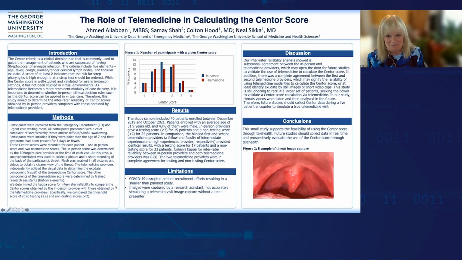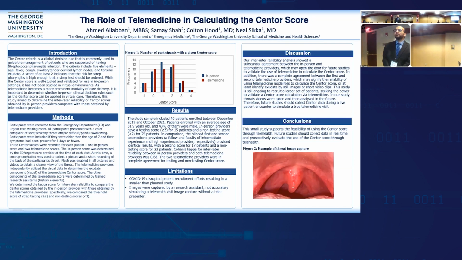There we go. Okay, so my name is Ahmed Alaban. I'm an emergency medicine physician and telemedicine and digital health fellow at George Washington University. Our study today is about the role of telemedicine in calculating the Centor score. As telemedicine has been a prominent tool, we may need to validate some of the clinical decision rules that have already been validated in in-person visits. Specifically today, I'm talking about the Centor score.